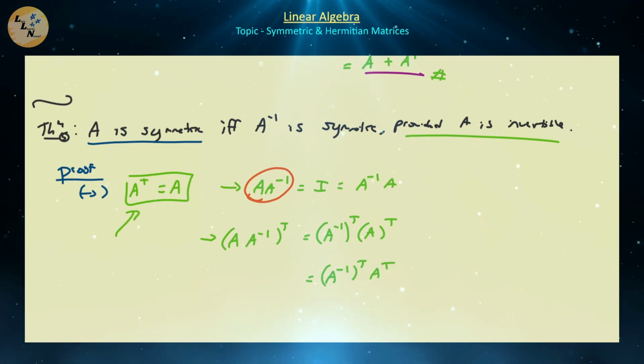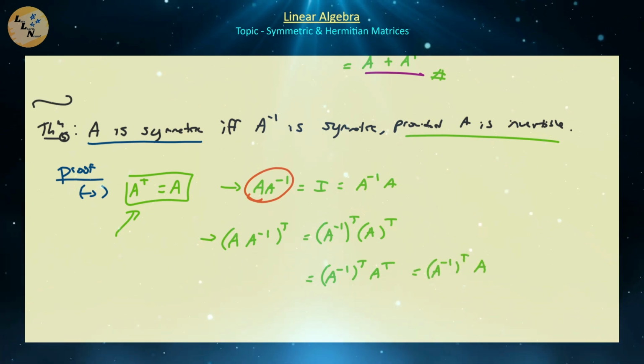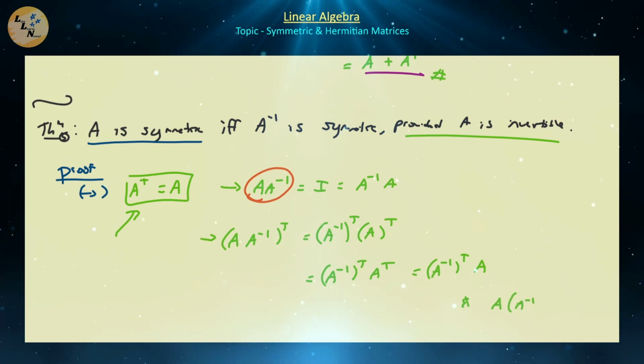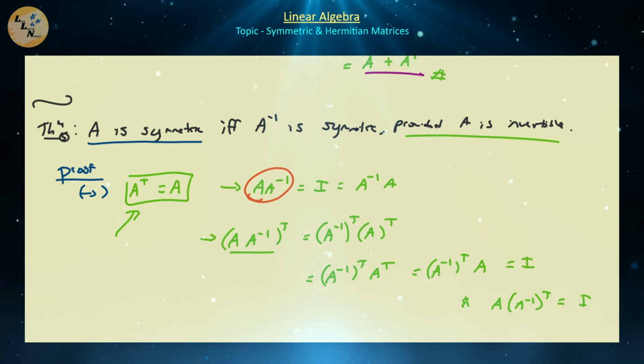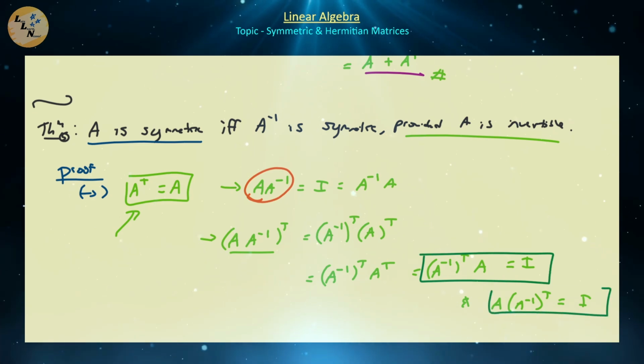But we know that A is a symmetric matrix, therefore this is going to be equal to A inverse transpose times the matrix A. Okay, so one can also show that this is also equal to A times A inverse transpose, which is equal to the identity matrix, right? Because remember, A times A inverse is equal to the identity matrix. So that means this quantity is also equal to the identity matrix as well. So we have that this is true, and also this is true as well, right?